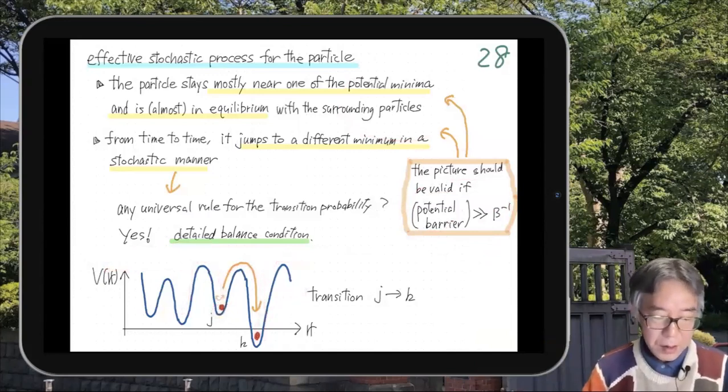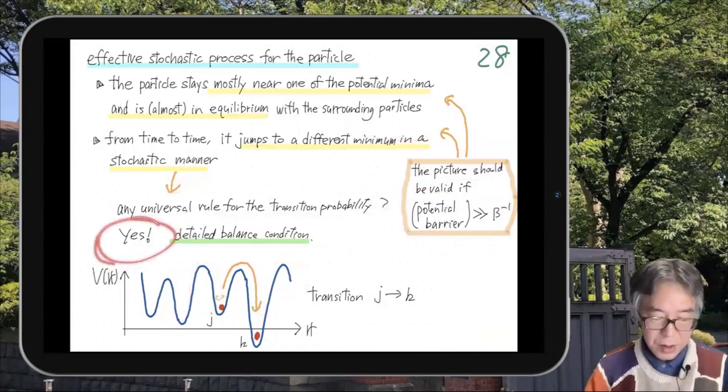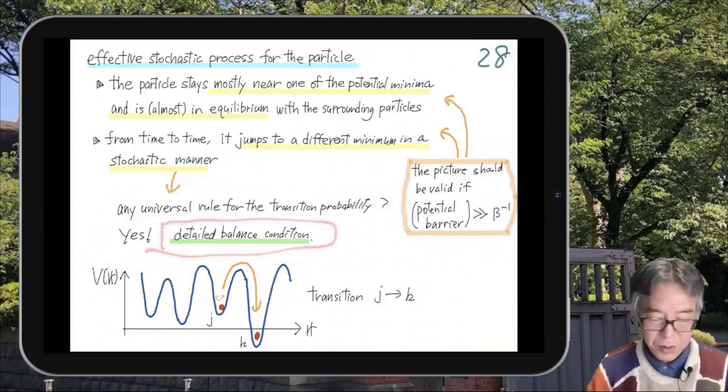Okay, and the question is, when this particle jumps, are there any universal rules for this transition? And the answer is yes. This universal rule is called the detailed balance condition. So we're going to examine this kind of transition from the minimum j to a different minimum k.